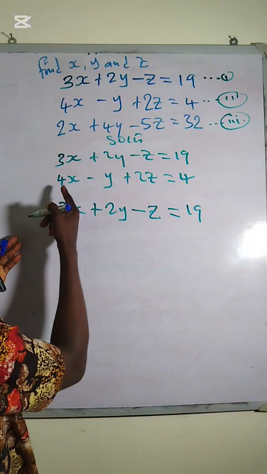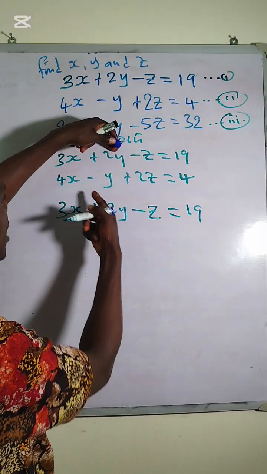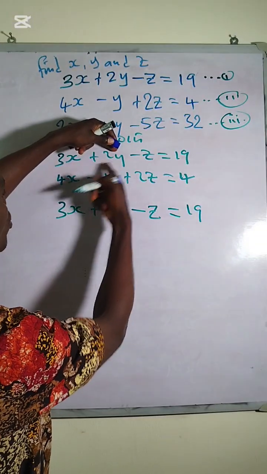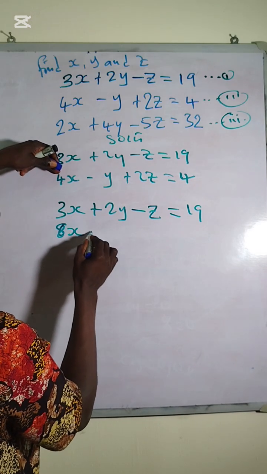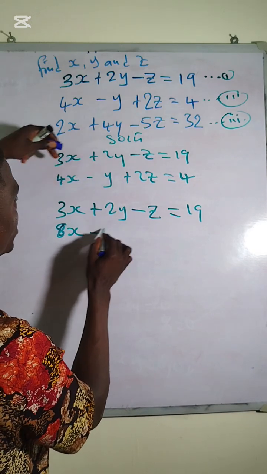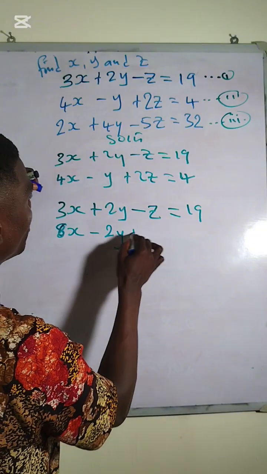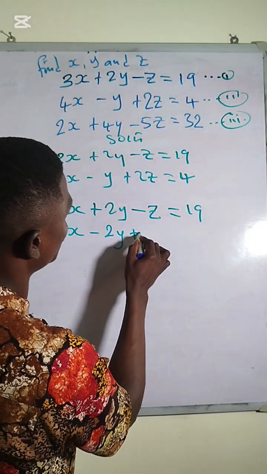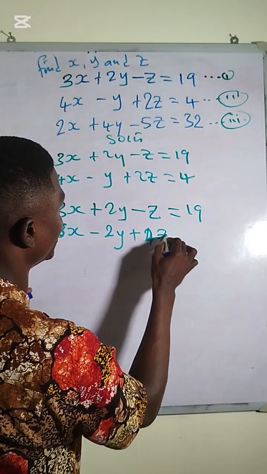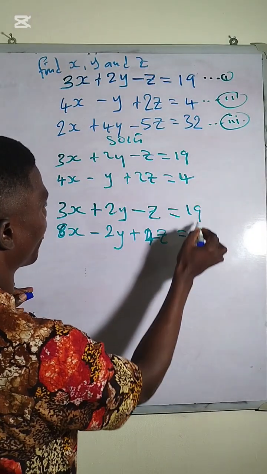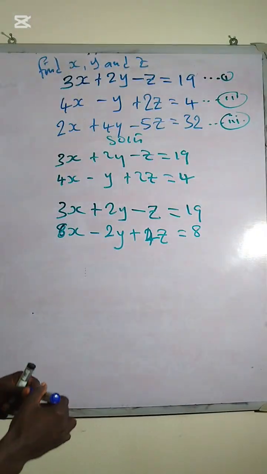Follow me carefully. Now, use the coefficient of y here to multiply this one too. So 2 multiplied by 4, that will give me what? 8x. Minus 2 multiplied by 1 will still give me 2y. Plus 2 multiplied by what? 2, that will give me 4z. Everything equals 2 multiplied by 4. This is 8. Now you see what we have.